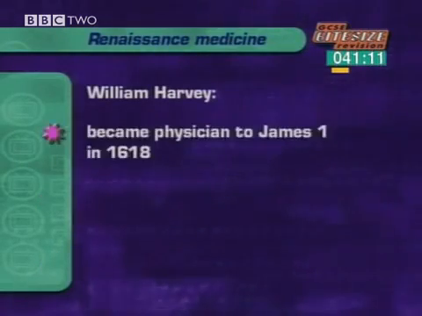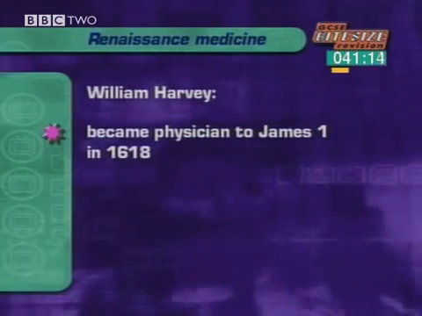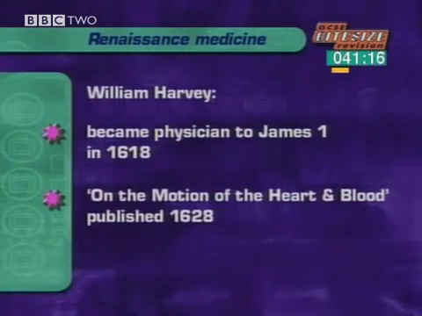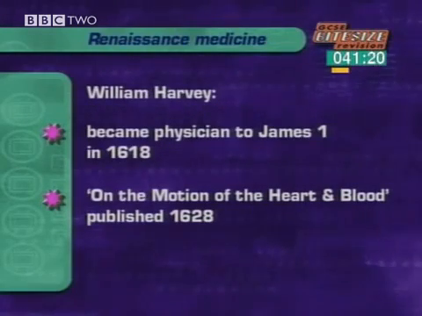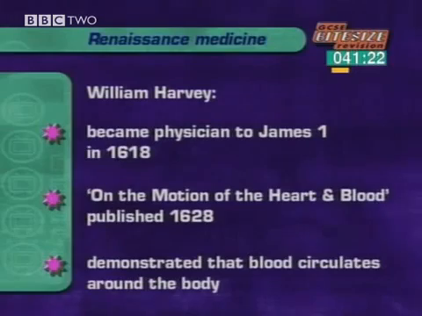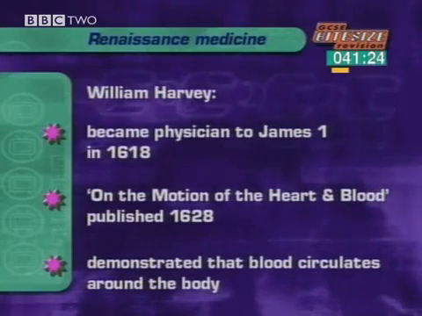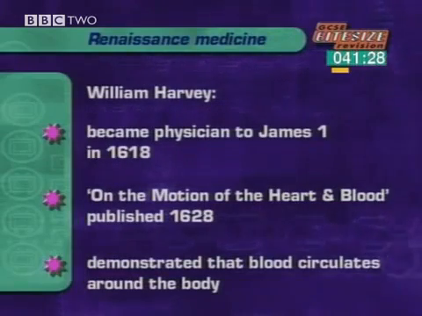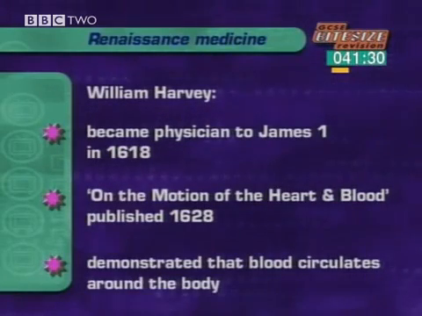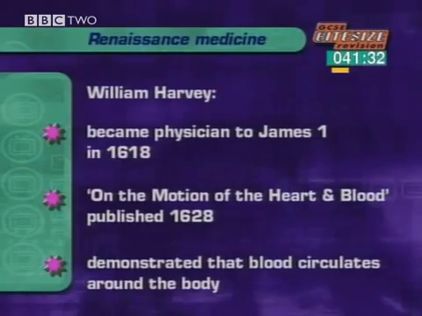William Harvey became physician to King James I of England in 1618. His book, On the Motion of the Heart and Blood, was published in 1628, demonstrating for the first time that blood circulates around the body. Later in the 17th century, observations with the newly invented microscope confirmed Harvey's theory by enabling the smallest blood vessels to be seen.